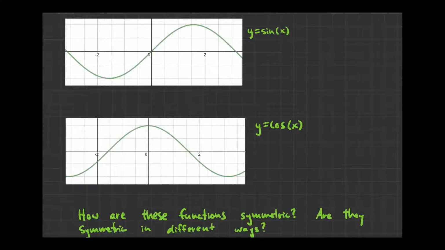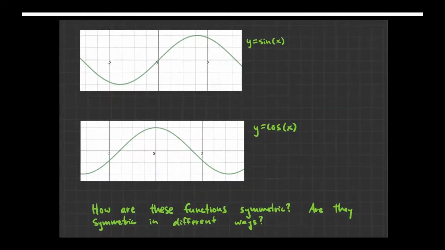Okay, so I've got 2 graphs here. One is sine of x, the other is cosine of x. And I want to think about the different symmetries of these 2 functions. So how are these 2 functions symmetric? Okay, so I want you to think about that for a second. And then we'll just have a little discussion about the symmetries of these 2 trigonometric functions.